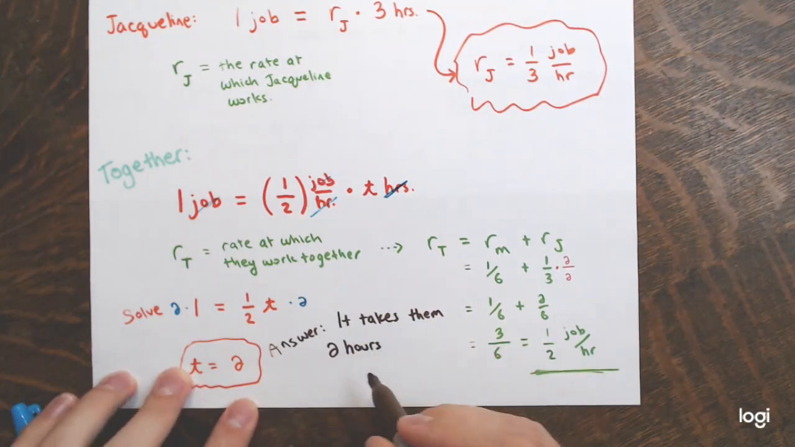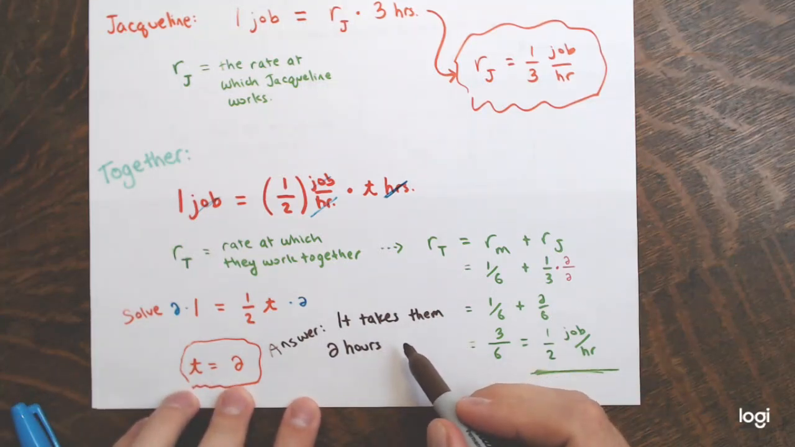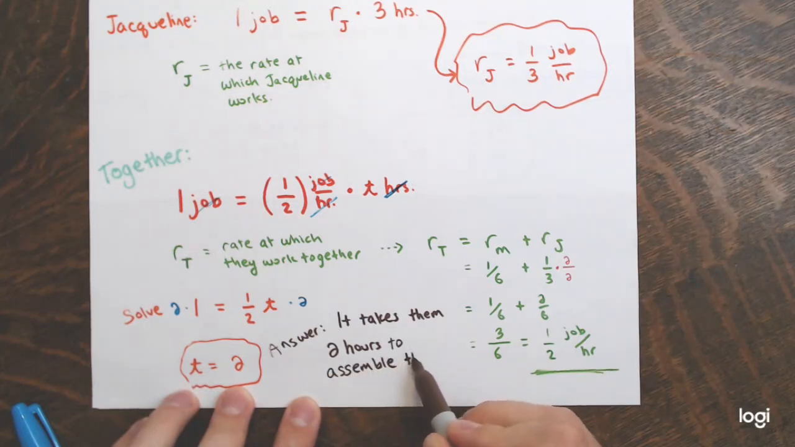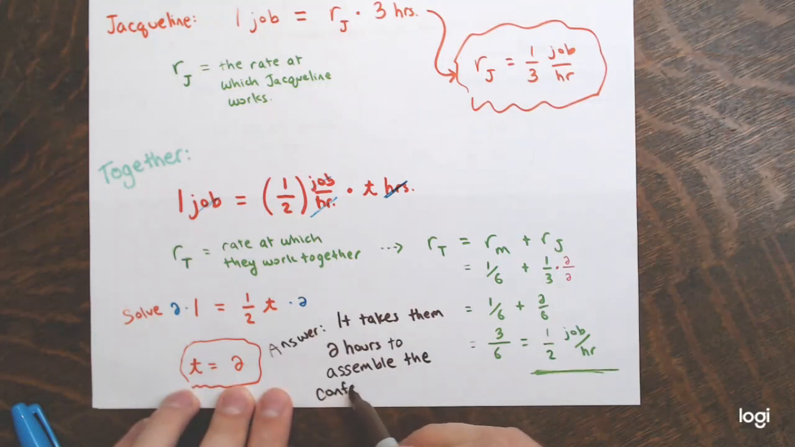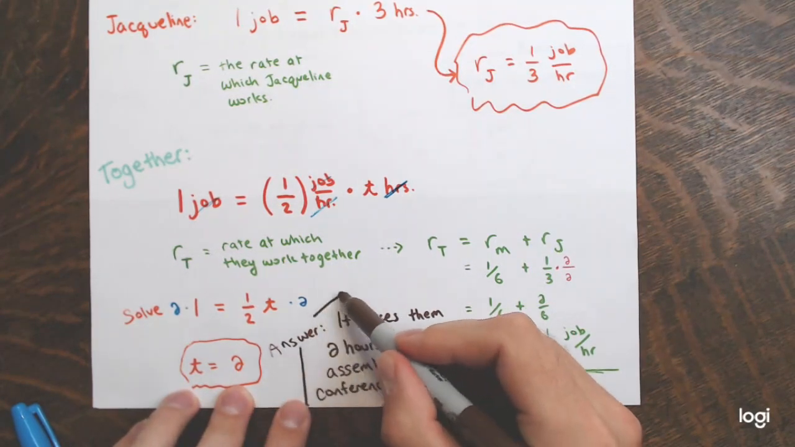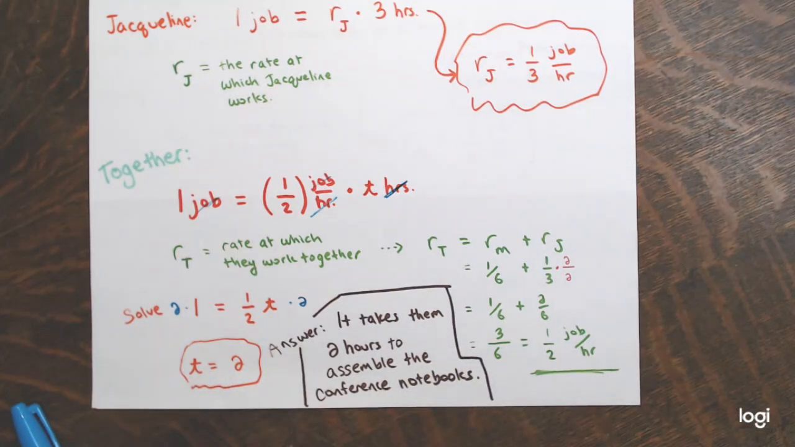Again, you should have units involved, right? Make the number mean something for the problem. It takes them 2 hours to assemble the conference notebooks, or to do the job, because I did say the job earlier was assembling these notebooks, but I'll finish it off, to assemble the conference notebooks. Alright, so put that in the box here, that is how I would answer this question if I were asked it in a math class or a homework exercise or something.